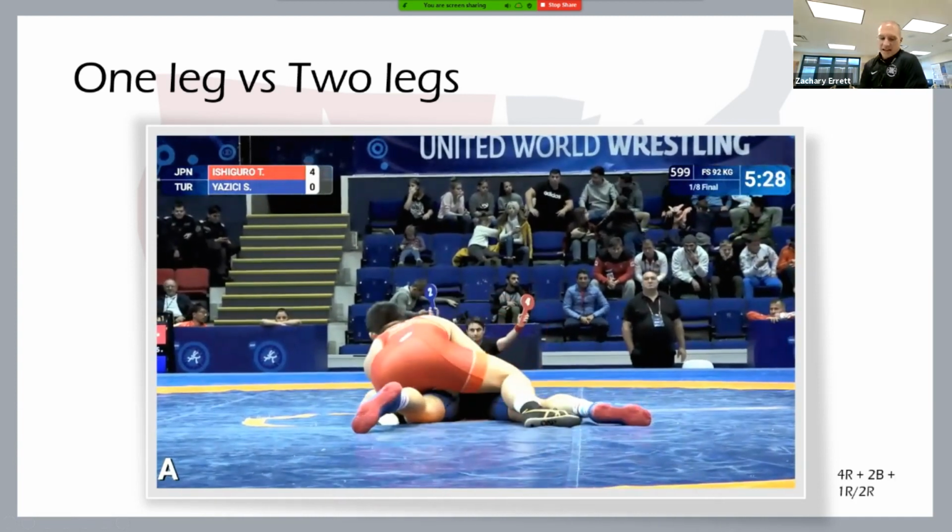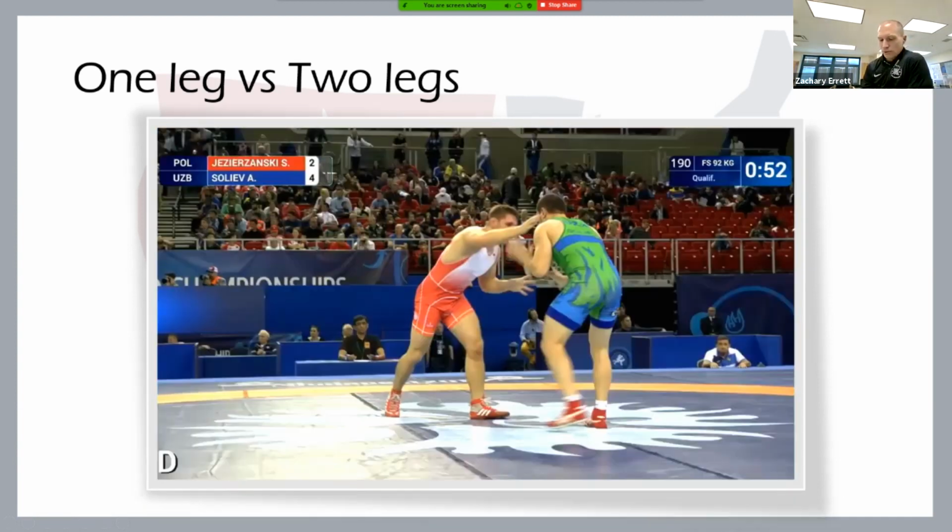Now, if they would have scored that last one 4 red, 2 blue, 1 red, I would have been okay with that too. I thought 2 red was a better last call, but the 4 red, 2 blue, in my opinion, was the correct call to start that with. Got the 2 legs, and then the counterattack occurred.